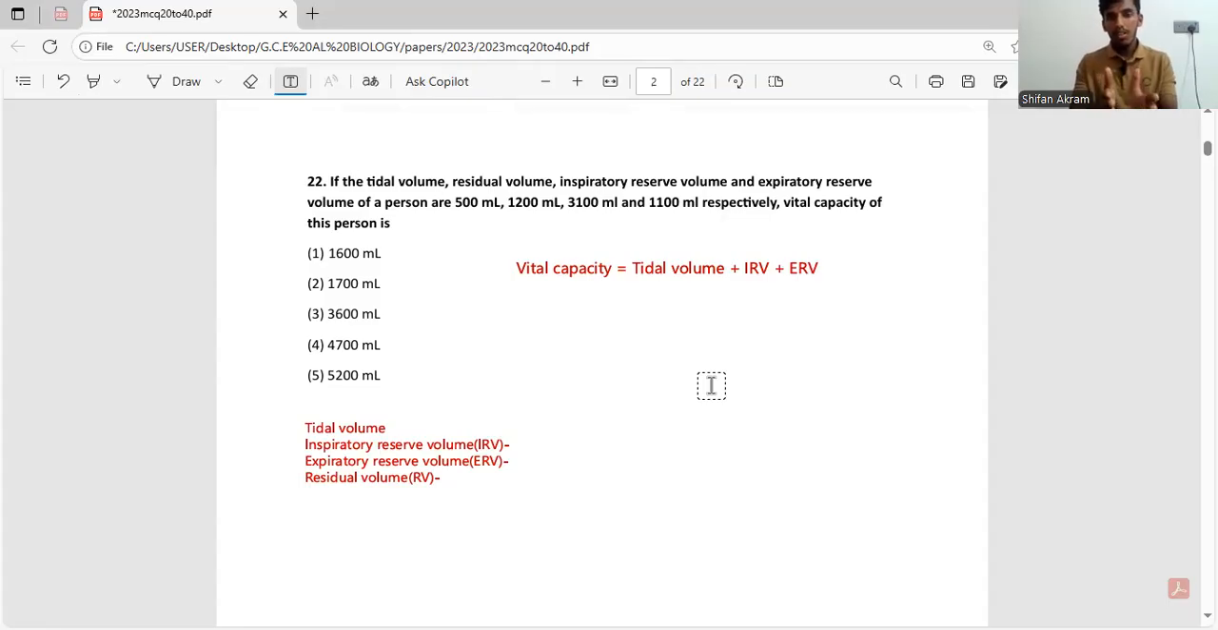Okay, before we go into residual volume, let's take a look at inspiratory reserve volume and expiratory reserve volume. So what is inspiratory reserve volume? Inspiratory reserve volume is the extra amount of air that we can inhale after tidal volume. This is what we call deep breathing, right? The maximum air that we can inhale into the lungs.